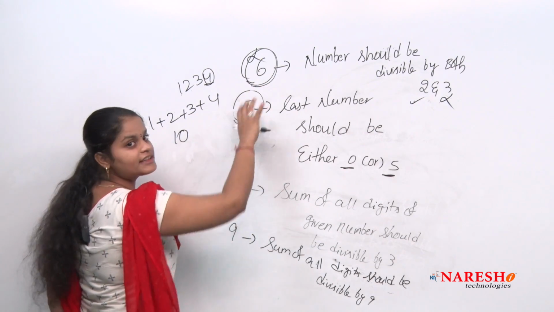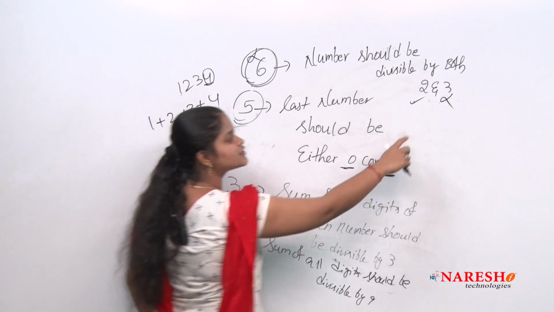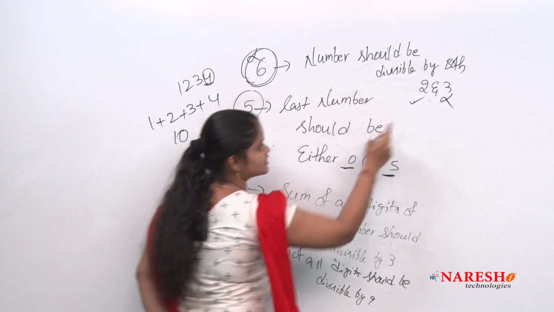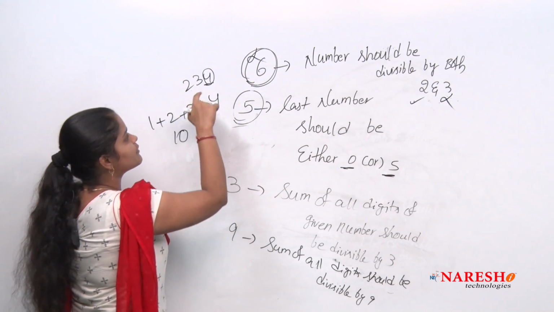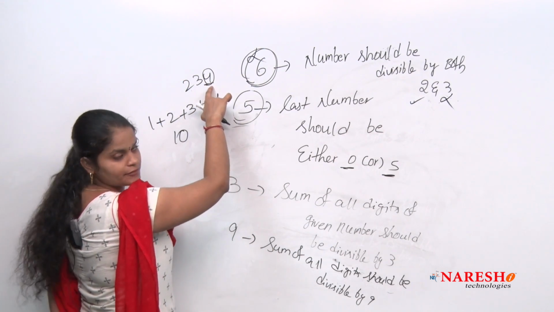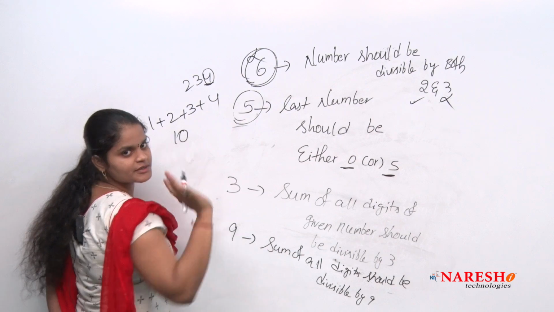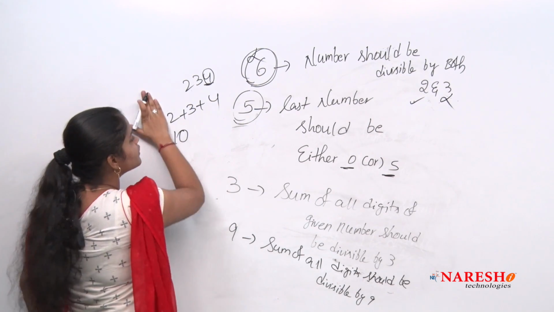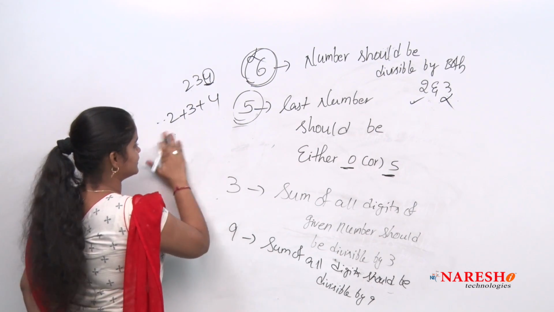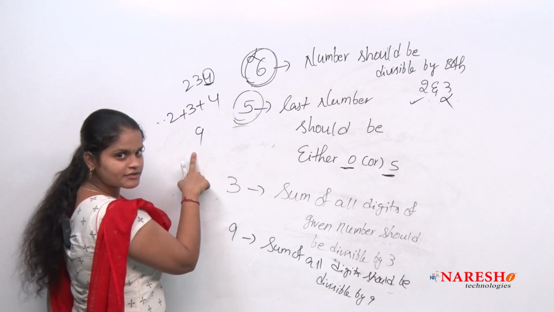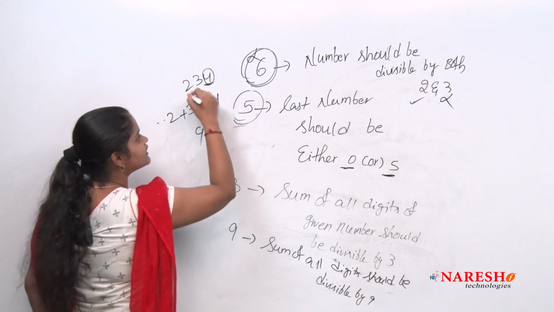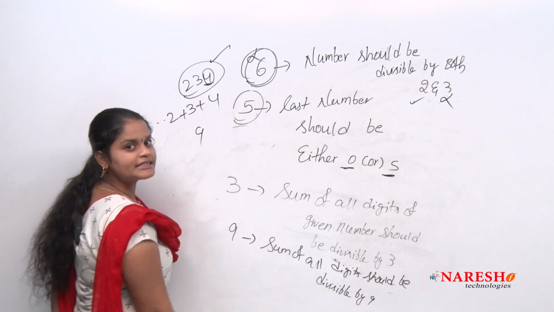If I want to say the number is divisible by 6, then it should satisfy both the conditions. For example, if the number is 234, the last digit 4 is divisible by 2. Now the sum of the digits will be how much? 9. So is this divisible by 3? Yes. So the entire number is divisible by 6.